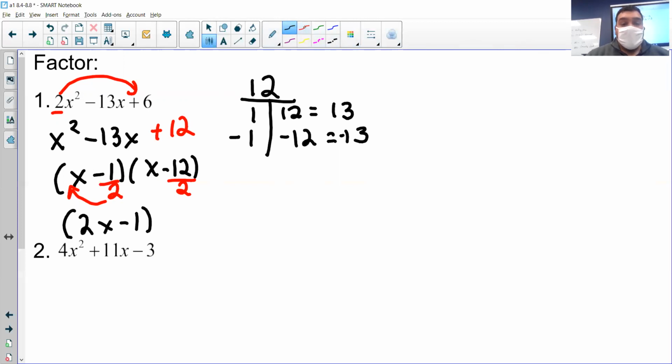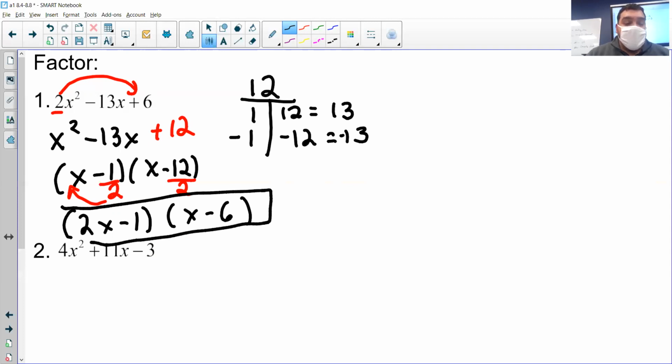It'd be x minus 6. Now this one on the right is going to be 12 divided by 2, which is just x minus 6. It stops being a fraction, which means you don't have to slide anything. So x minus 6. Okay? That is it. You are done with that question.